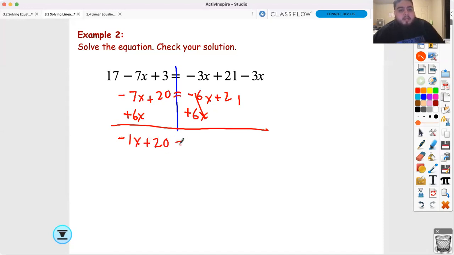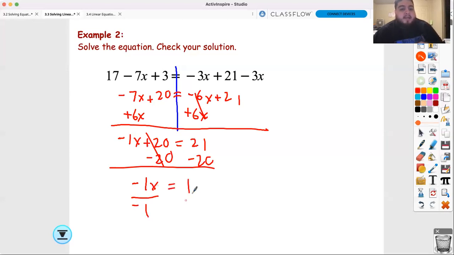Bring down the plus 20 equals 21. Subtract both sides by 20 since we want to get x alone. So then we get -1x equals 1. Divide both sides by -1, so that way we can get the solution x equals -1. And we're done. Now I want us to check our work.